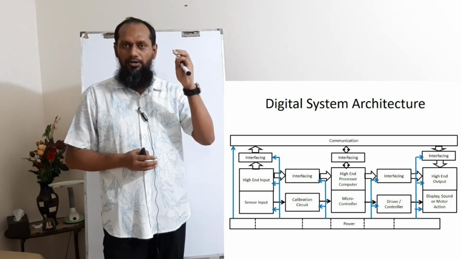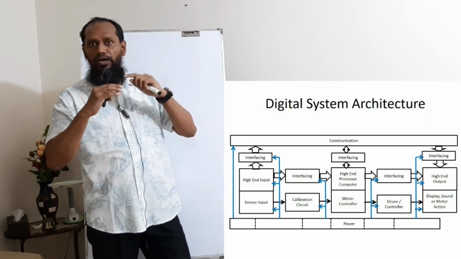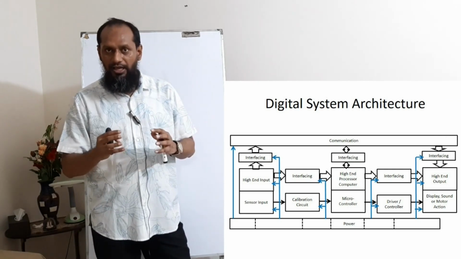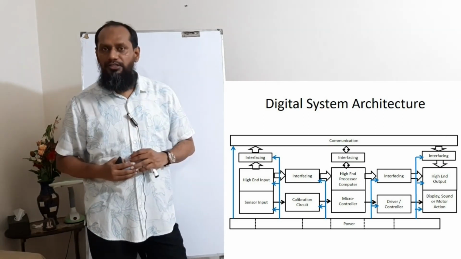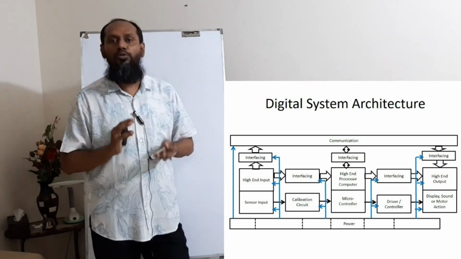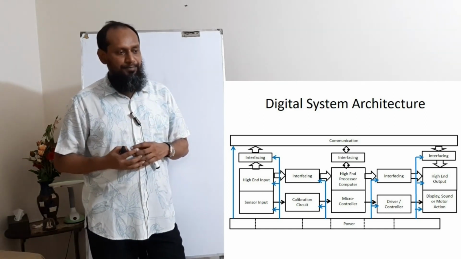So input, processing, output. Processing I have divided in two ways. One is high-end processing, where processing is the most important thing. And the second is low-end processing, where the control system is the most important part. We can call it a microcontroller-based system or control-system-based system.